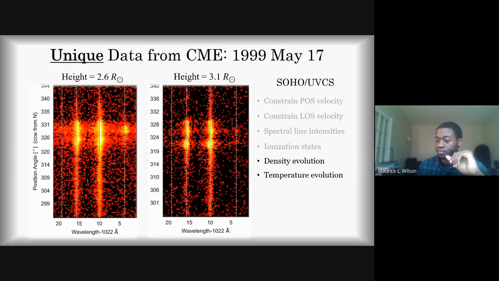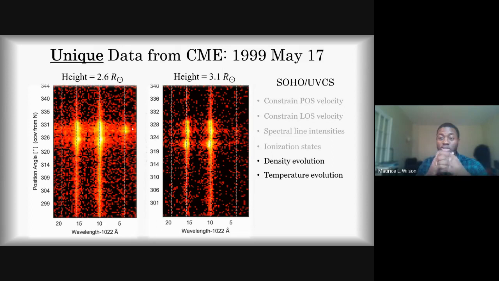This is in particular the 1032 and 1038 oxygen 6 doublet. And then, just automatically programmed to observe the corona at 3.1 solar radii, we captured the same clumps of material. Overall it's the same CME core, but literally the substructures within the CME core. This was never done before with UVCS. So this was a unique opportunity, a unique data set to study how the CME-specific plasma within the CME is evolving from one height to another.